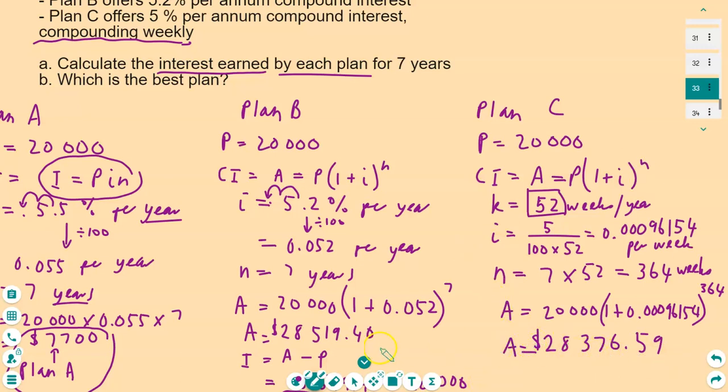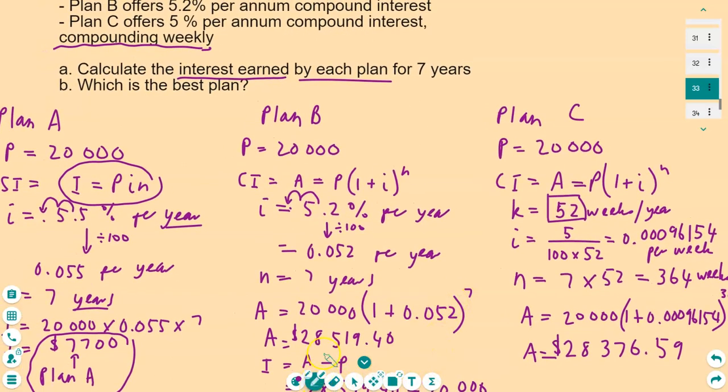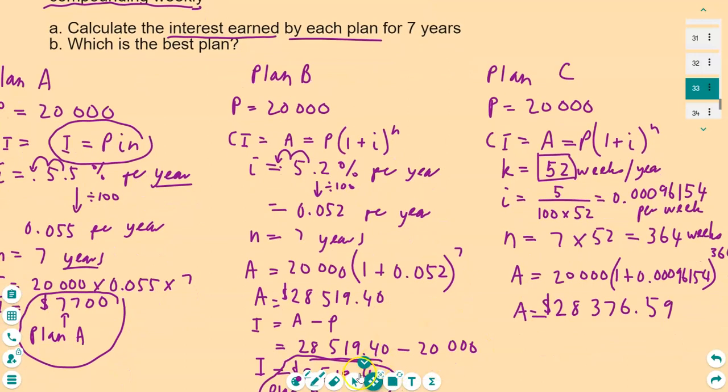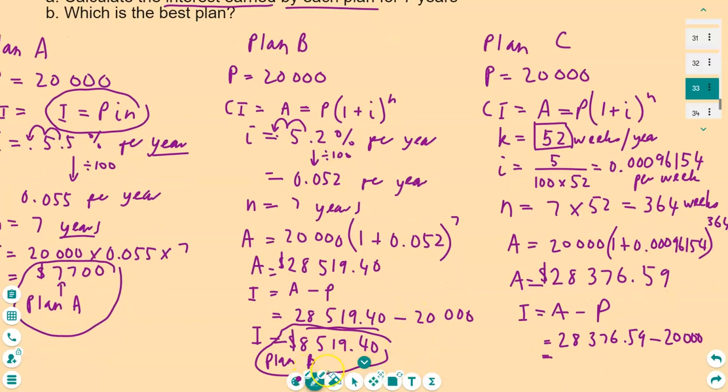Now, initially, I really thought that this plan C, because it was compounding weekly, would give us more than anything else. But actually, it's looking like plan B will win. But let's just finish it off. A take P, the interest. We've got our amount, 28,376.59, take 20,000 equals. Look, I'm going to trust myself and say $8,376.59 without putting it in a calculator. Wow. Now that's plan C.